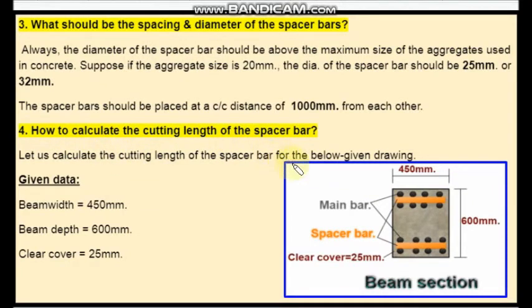Now, how to calculate the cutting length of the spacer bar? Now let us calculate the cutting length of the spacer bar for the below given drawing. Beam width is 450 mm, beam depth 600 mm, clear cover is 25 mm.